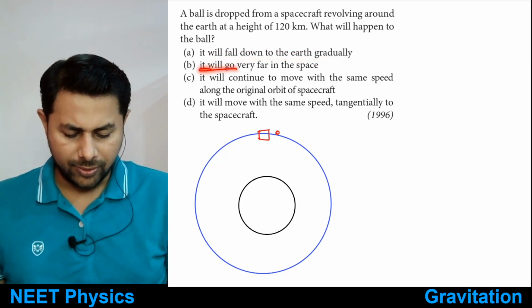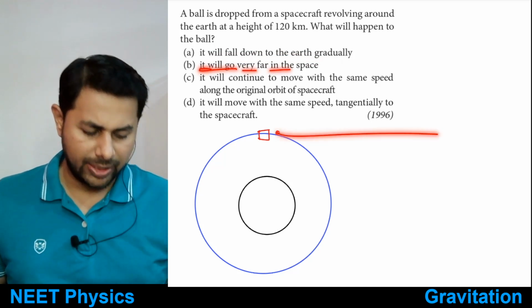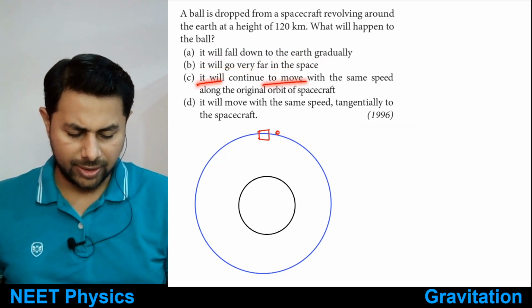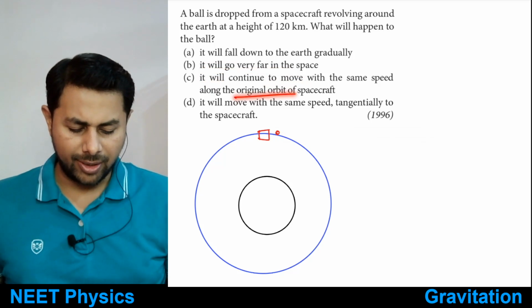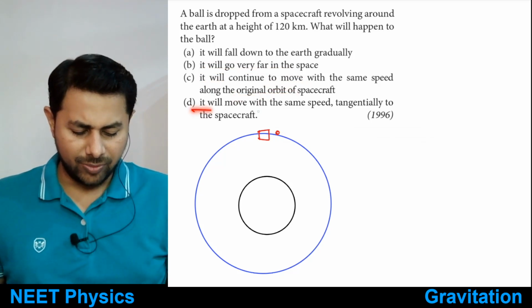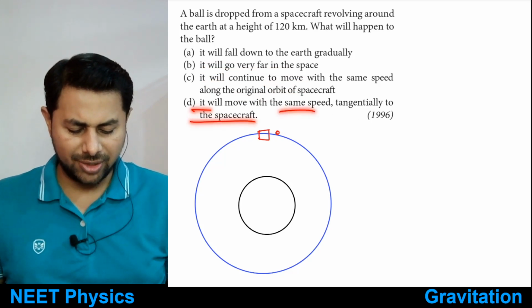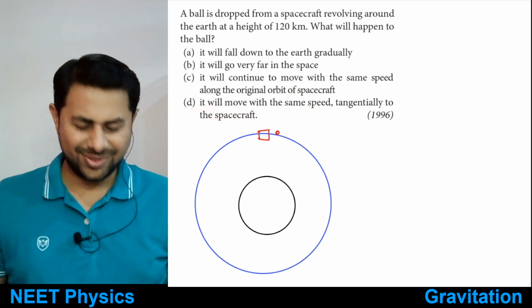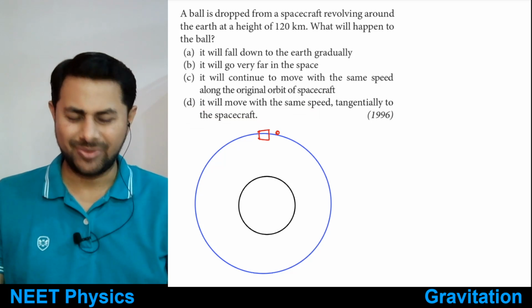It will go very far in space. Or, it will continue to move with the same speed along the original orbit of the spacecraft. Or, it will move with the same speed tangentially to the spacecraft. Okay, tell me which one is correct?